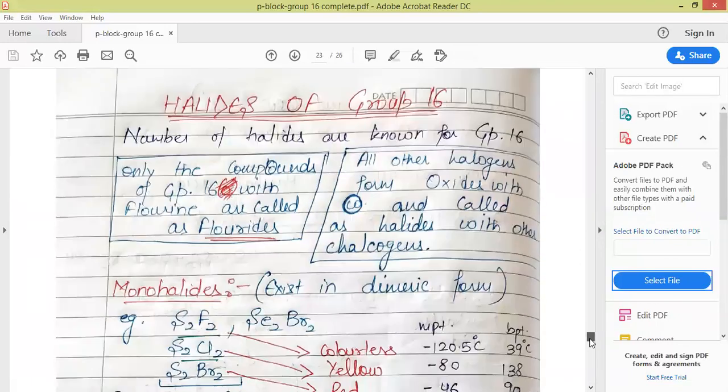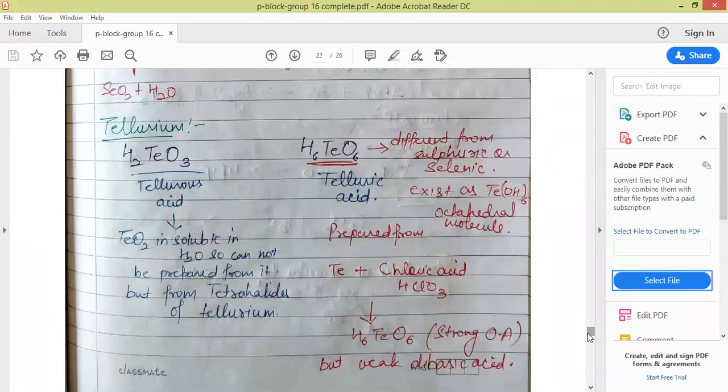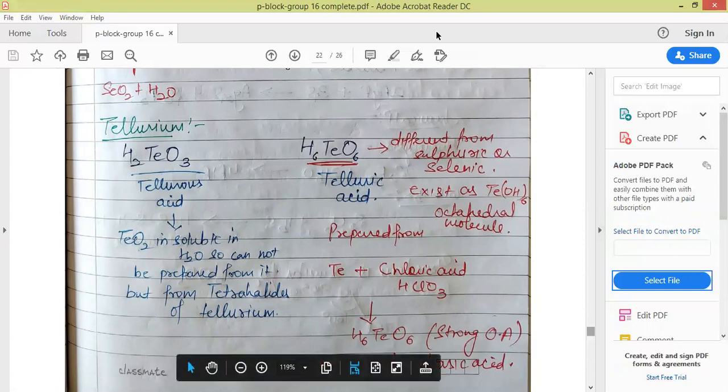Next are the halides of group 16, which we'll be discussing in the next video. So far I have discussed the oxo acids of sulfur and the oxo acids of group 16 elements. So that is it for this video. Thank you so much and all the best to you.